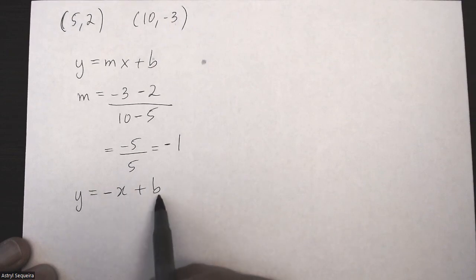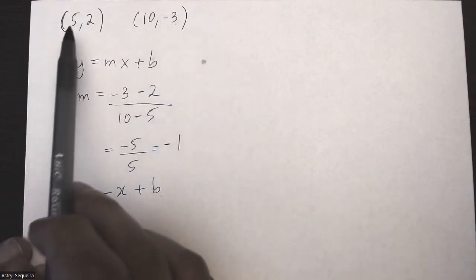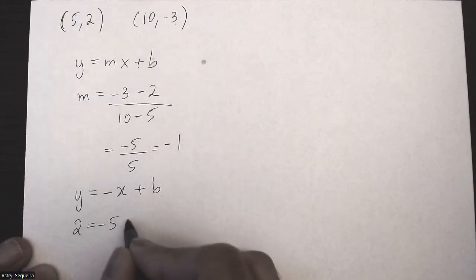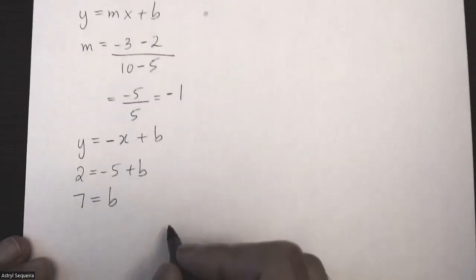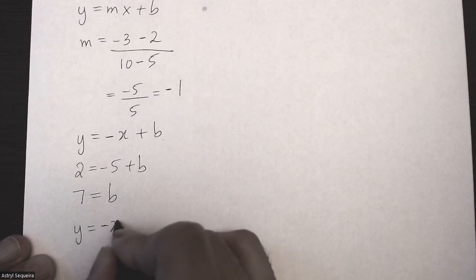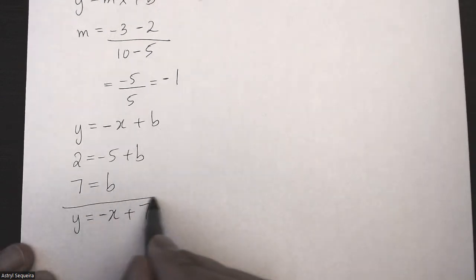And then we want to find our y-intercept by subbing in any one of these 2 points. I'll just sub in the first one here. So 2 equals -5 plus b. Move the -5 to the other side, it adds. So I have 7 equals b. So my linear equation over here is y equals -x plus 7.